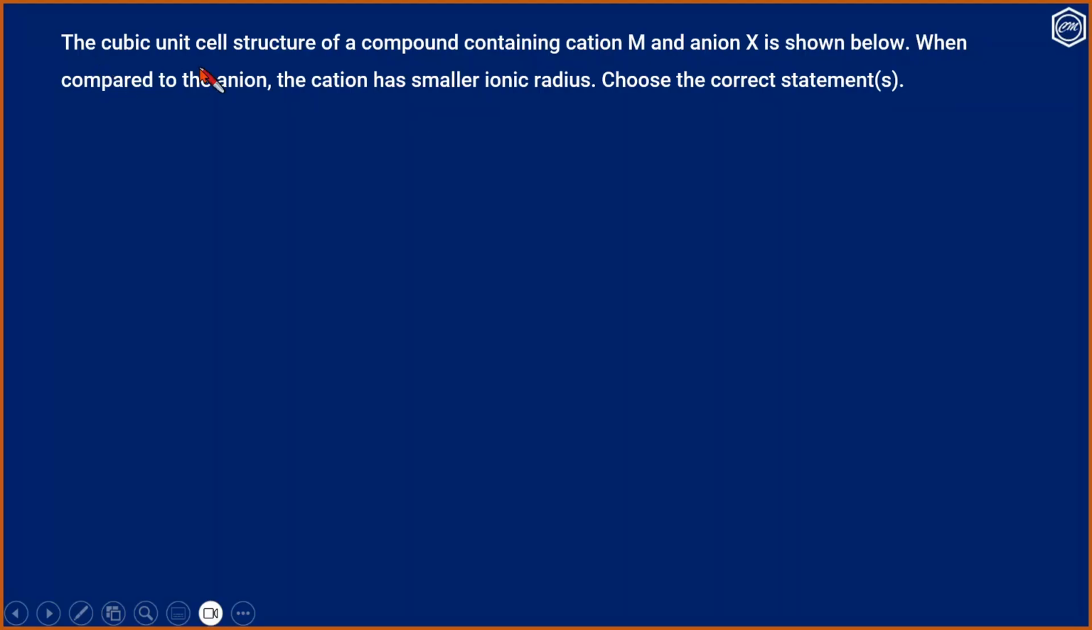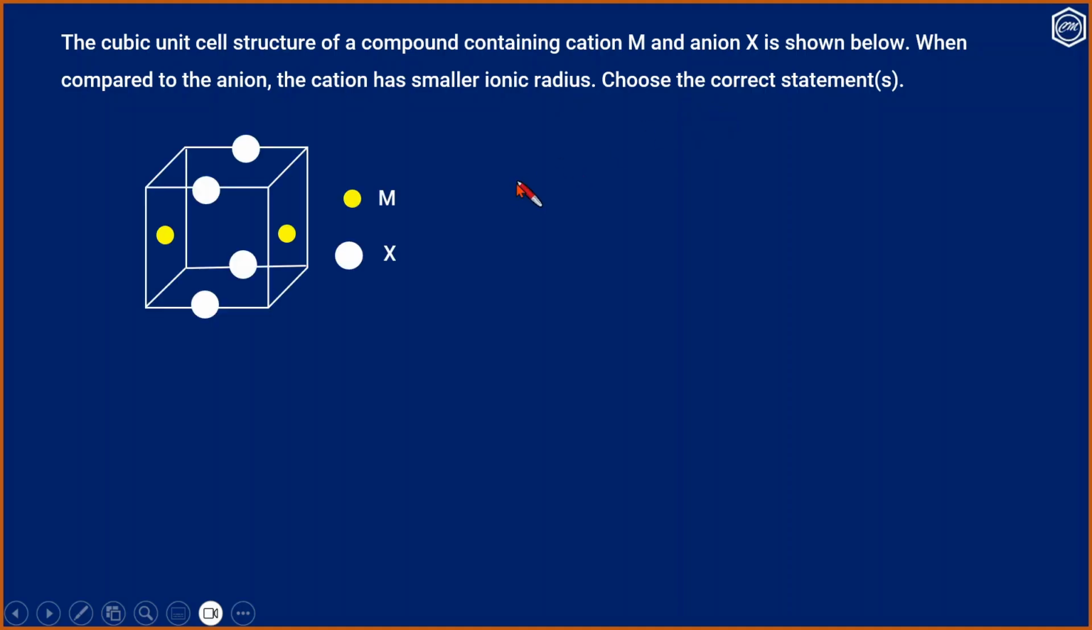The cubic unit cell structure of a compound containing cation M and anion X is shown below. When compared to the anion, the cation has smaller ionic radius. Choose the correct statement or statements. This is the structure given.